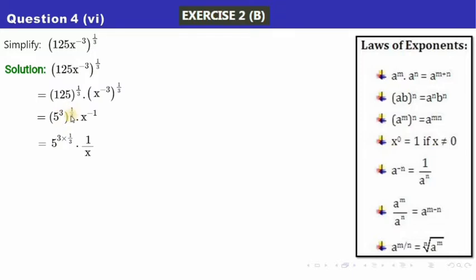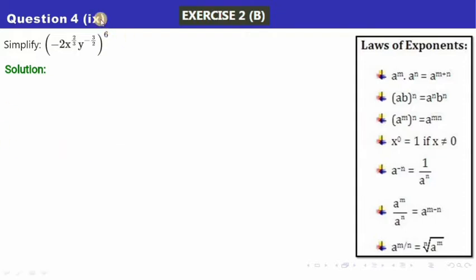3 and 1 by 3 will get multiplied, so 3 and 3 get cancelled, so ultimately you get 5 to the power 1, and x to the power minus 1 can be written as 1 by x as per this law. How much is 5 to the power 1? It is 5, isn't it? So this is 5 into 1 by x. How much is this? 5 into 1 is 5. So your answer for this will be 5 by x. You may pause the video and note down the solution.